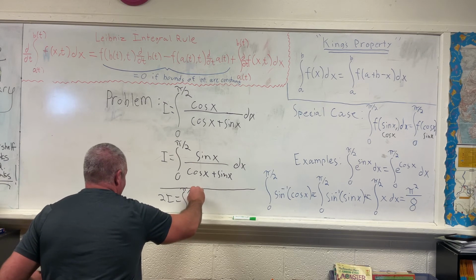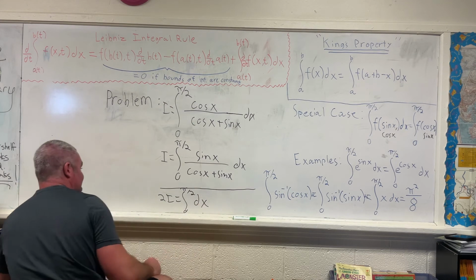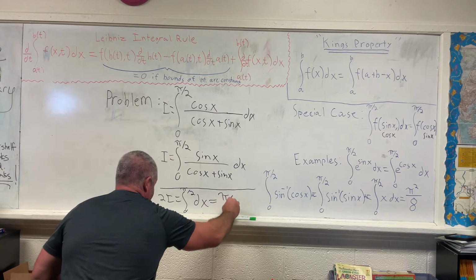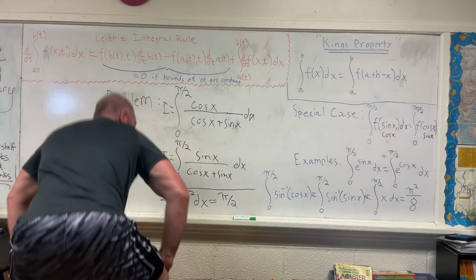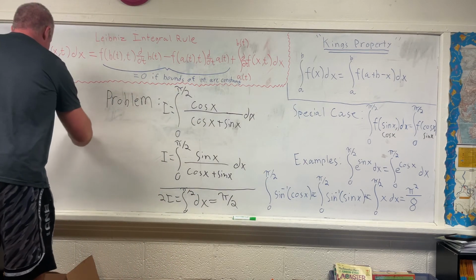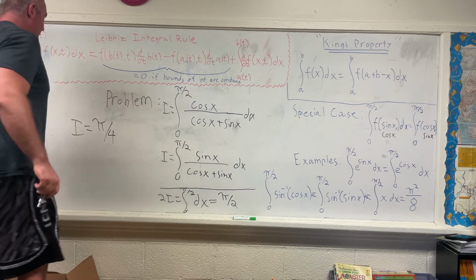one, which of course is equal to pi over 2. So now we know that 2I is equal to pi over 2. So dividing both sides of that by 2, we get that I is equal to pi over 4.